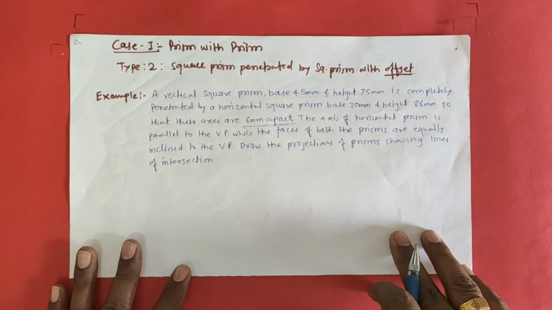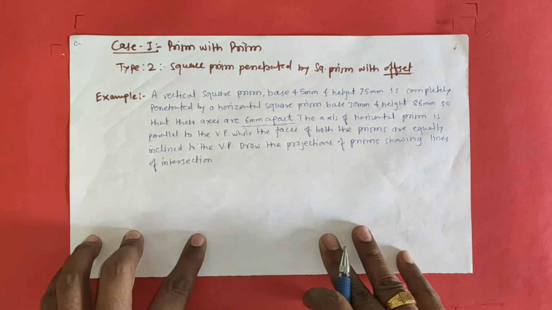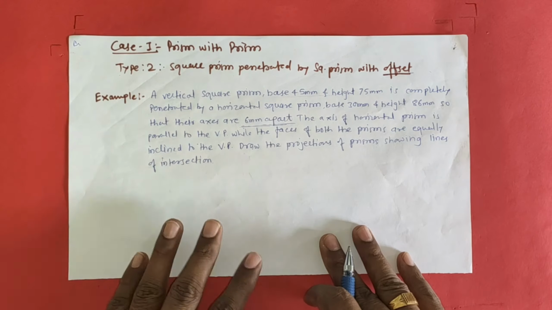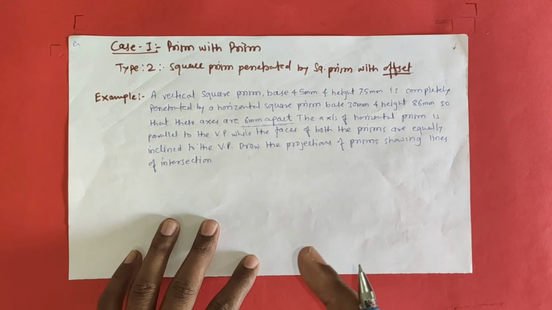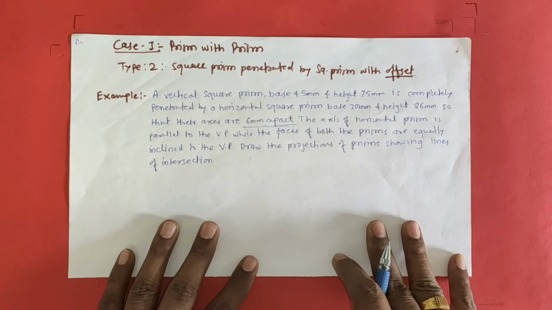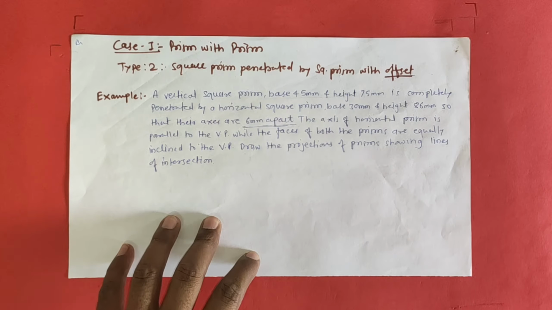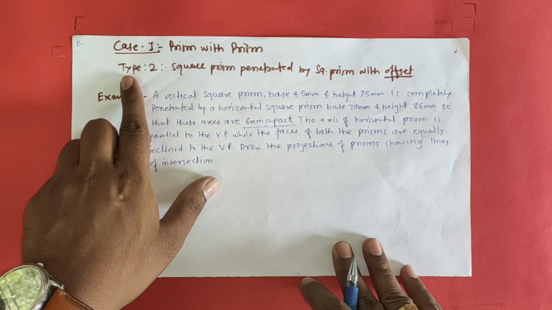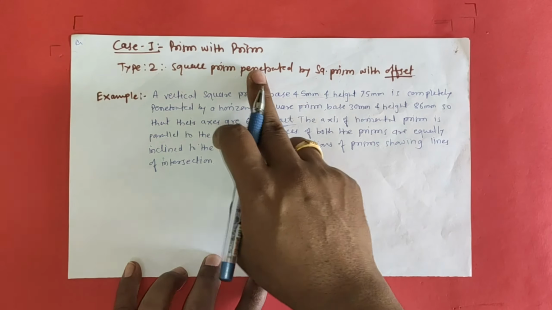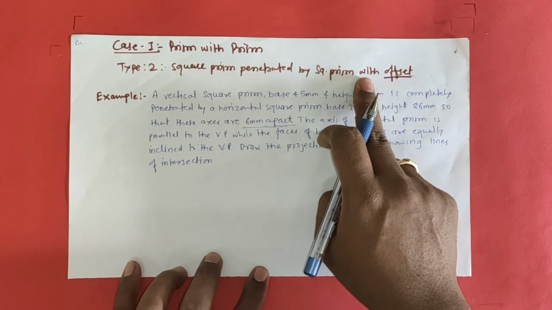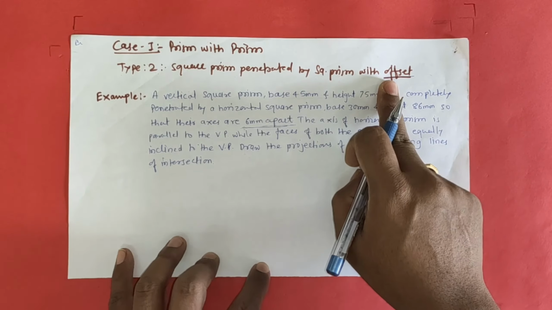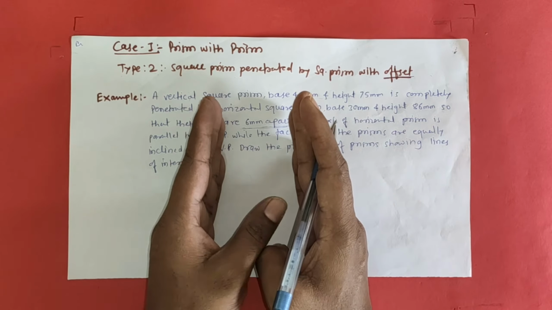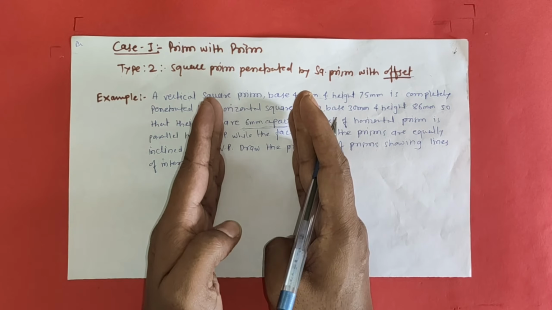Hello students, earlier we have seen case 1, prism with prism, in that type 1, which is a square prism penetrated by a square prism centrally, where the axes intersect and bisect each other. Now we will see the second type, that is a square prism penetrated by a square prism but with offset, meaning the two axes are having some distance between them, which is called offset.